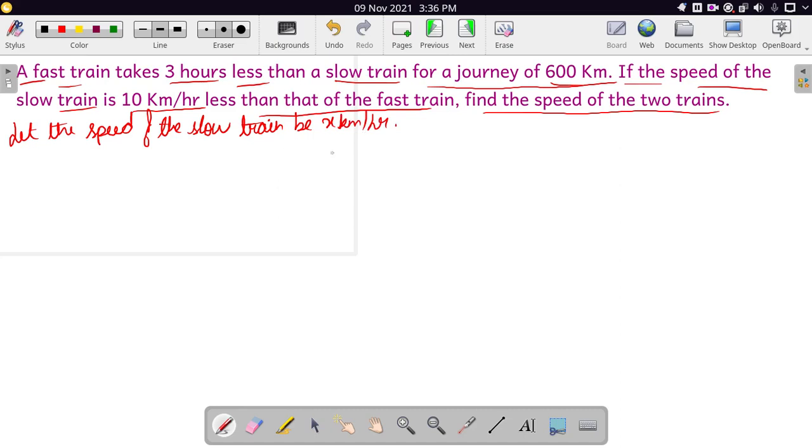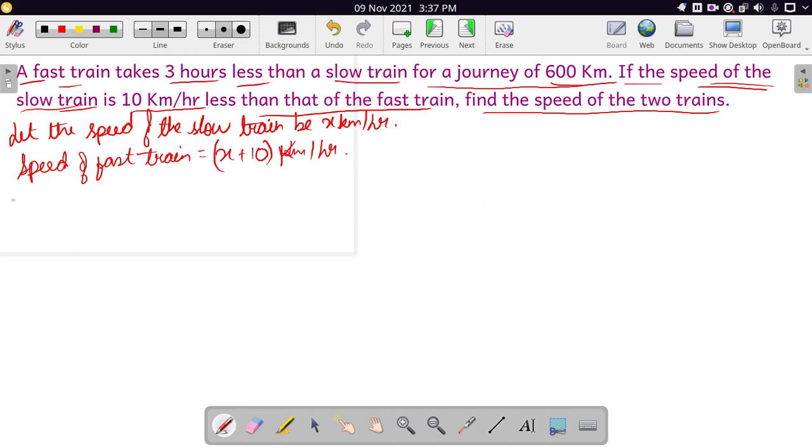So from here we can simply find out the speed of the fast train. How will we find out the speed of the fast train? Because the second sentence says that the speed of the slow train is 10 kilometer less than that of the fast train. So now we can write speed of fast train is equal to what? x plus 10. Simple. x plus 10 kilometer per hour. Why x plus 10 kilometer per hour? Because it has been said that the speed of the slow train is 10 kilometer less than that of the fast train.